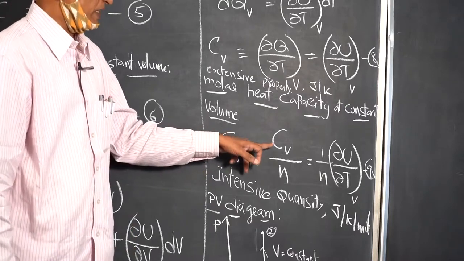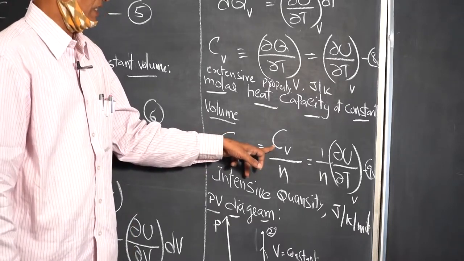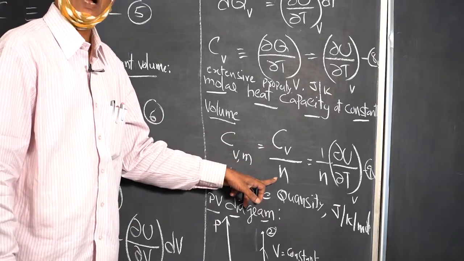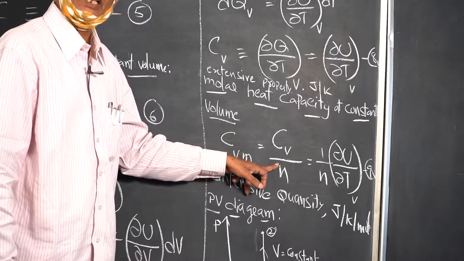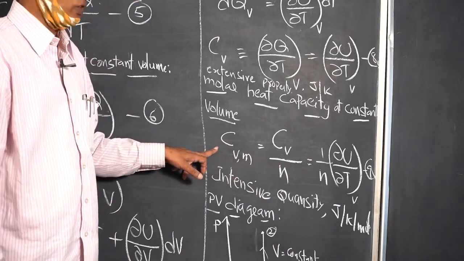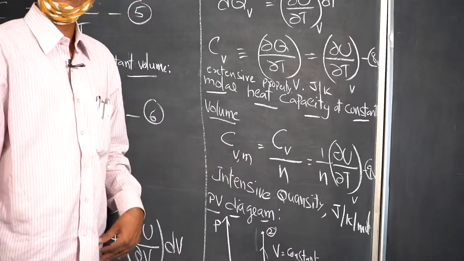Whenever the extensive property CV is divided by the number of moles, which represents mass, another extensive property, the ratio of two extensive properties becomes an intensive property. Therefore, all molar properties are intensive properties.